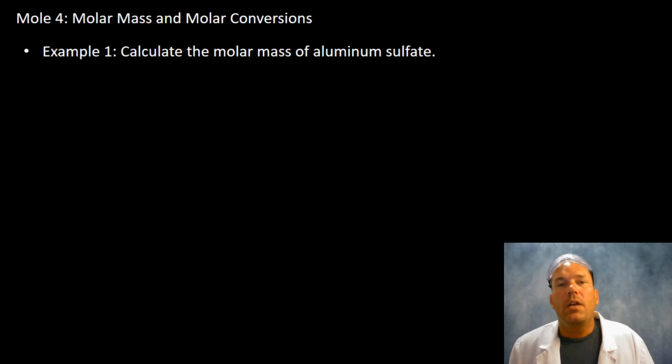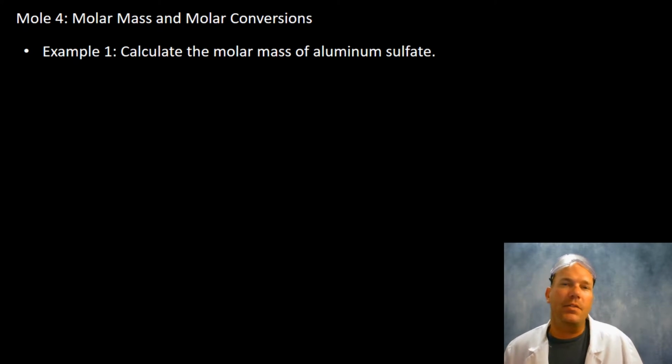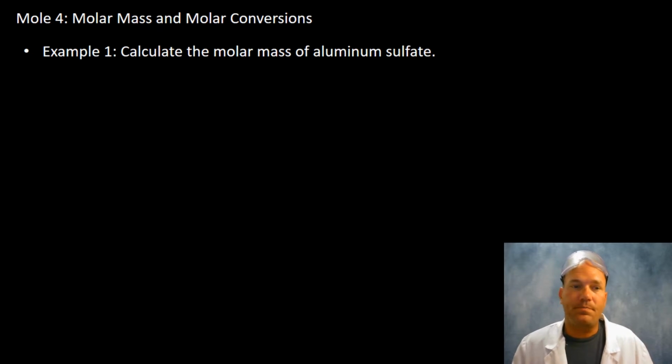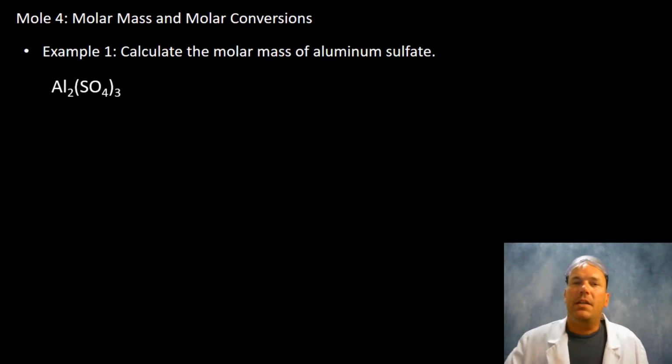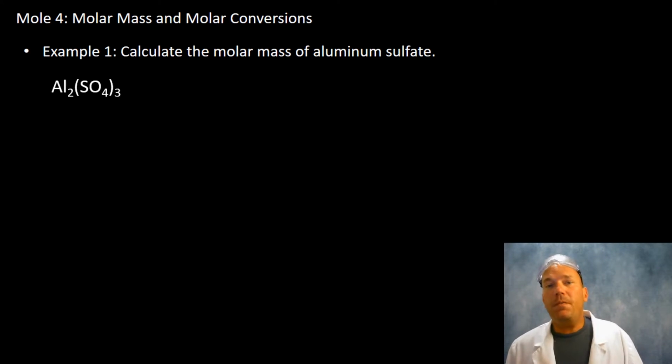Okay, so the first example I want to look at, we're going to calculate the molar mass of aluminum sulfate. Now, you know by now, I'm going to typically give these to you in word form, and you're going to have to apply your knowledge of nomenclature and put it into a formula. So, as I always say, pause the podcast, give this formula a shot, and then once you get the formula, we're going to begin talking about how do I find the molar mass of aluminum sulfate.